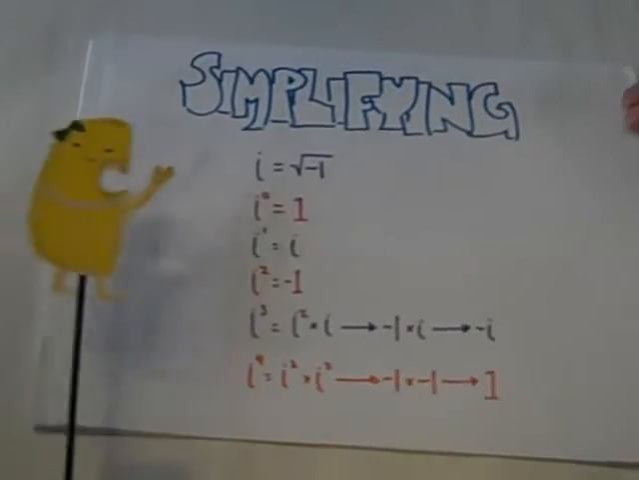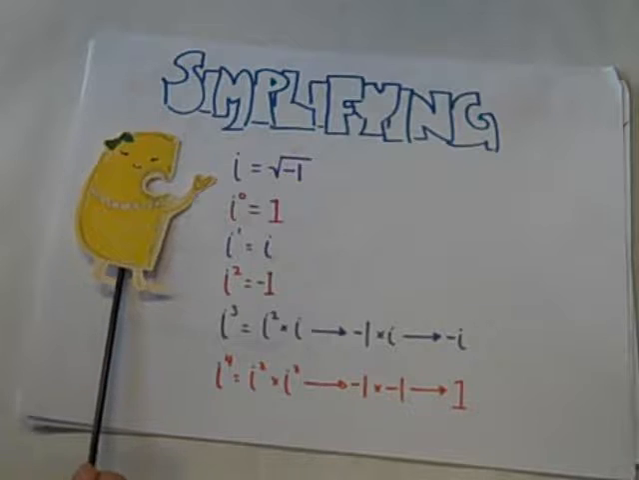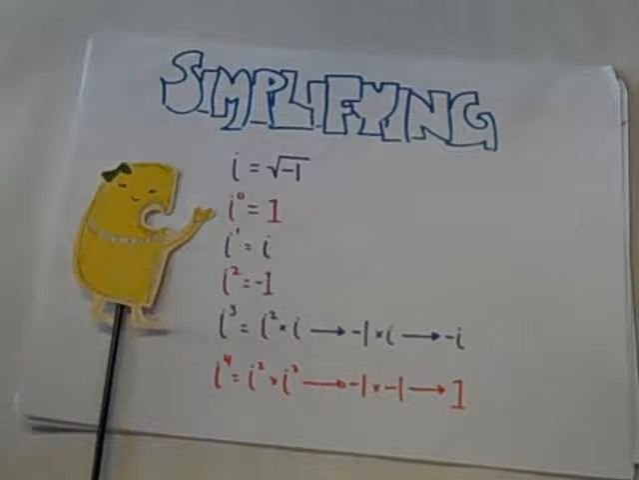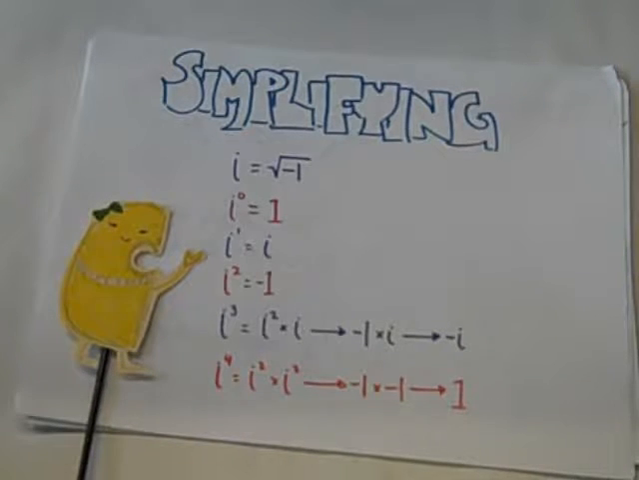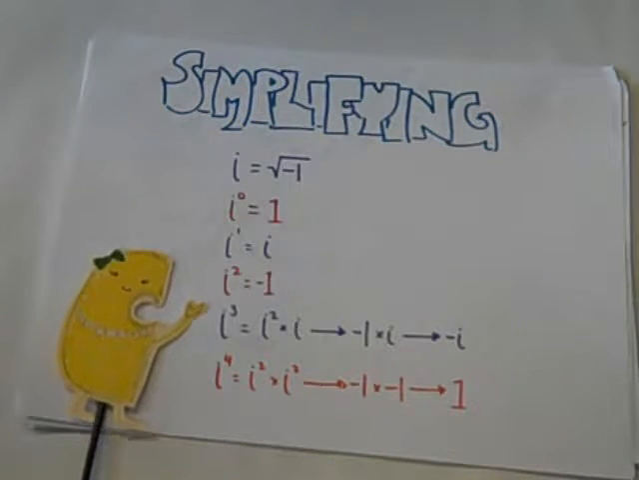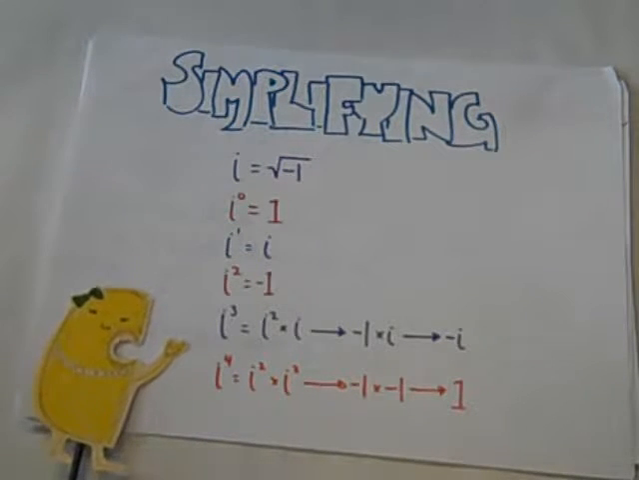First, we will look at how to simplify complex numbers. Given that i is equal to the square root of -1, we can find the exact value of i to the power of any exponent. i to the 0th equals 1, and i to the 1st equals i. Given the definition of i squared is -1, i cubed can be written as i squared times i, or -1 times i, and reduced to -i.